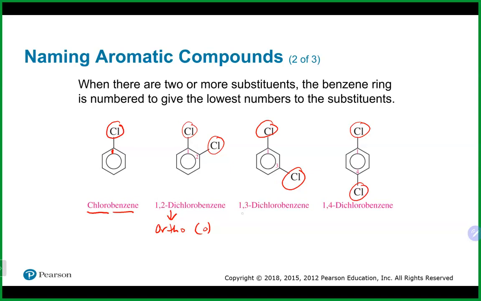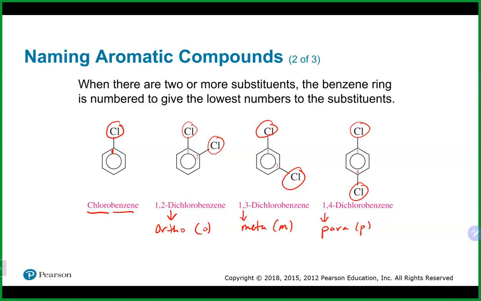The 1,3 positioning is what is sometimes referred to as meta on the benzene ring, or M. And again, sometimes people will just say M dichlorobenzene, and the M means you basically have it at position 1 and 3. And the 1,4 positioning on the benzene ring is the para positioning, and sometimes just referred to as P. And if you see P dichlorobenzene, it means you've got a group at 1 and 4 on the ring.